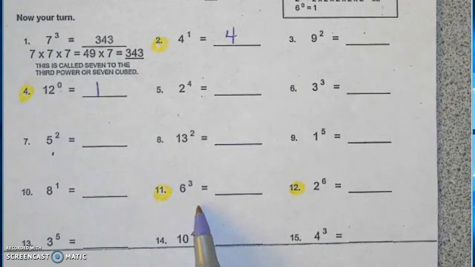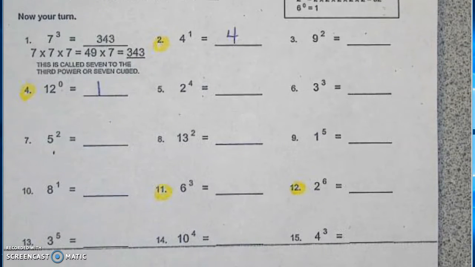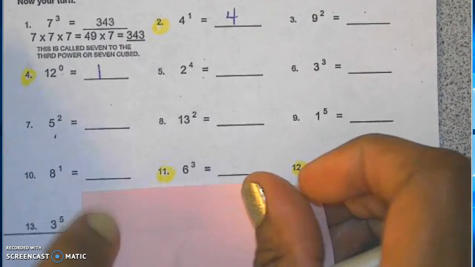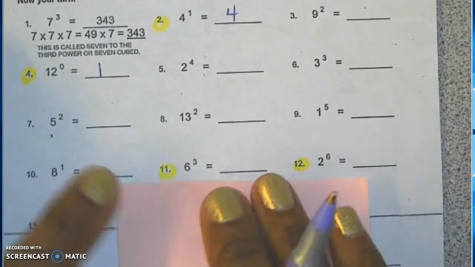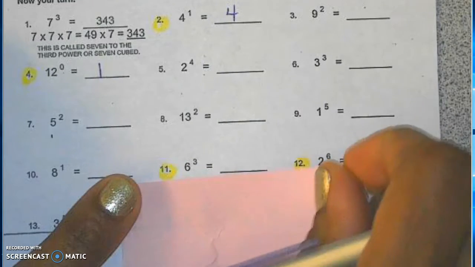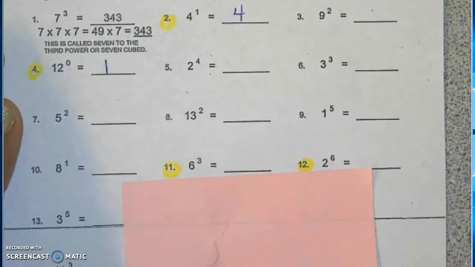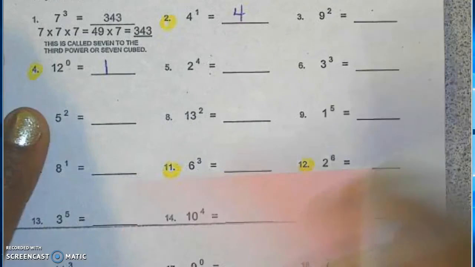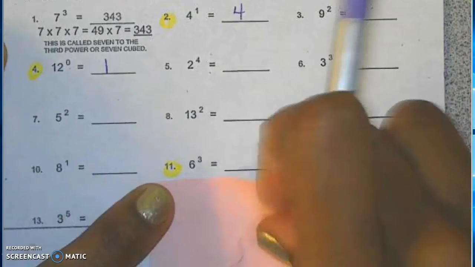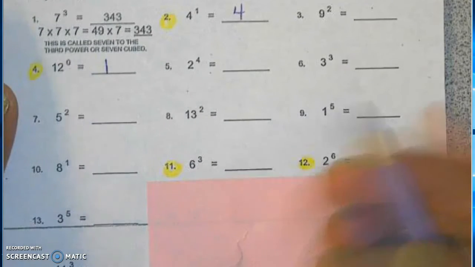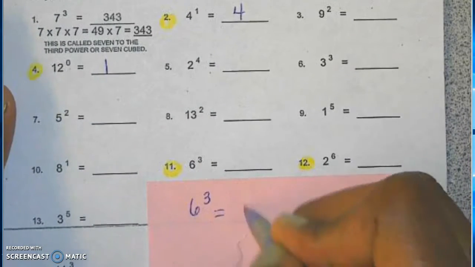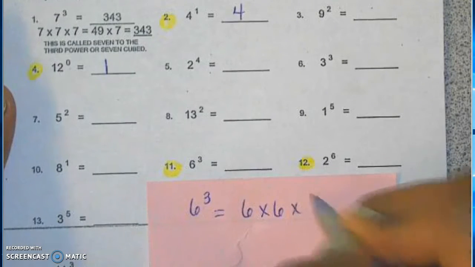Let's step it up a notch. Number 11, we have 6 raised to the 3rd power, or 6 cubed. So what does 6 cubed mean? Again, we do not multiply the base times the exponent. We use the exponent to tell us how many times to multiply the base times itself. And I cannot seem to get this sticky note to be straight. So there. 6 to the 3rd power means I'm going to multiply 6 times itself 3 times.